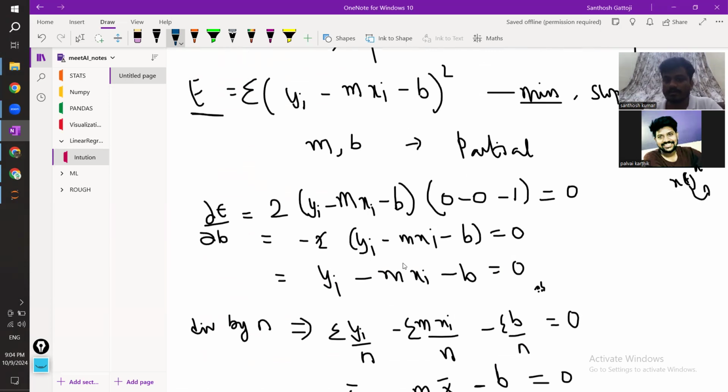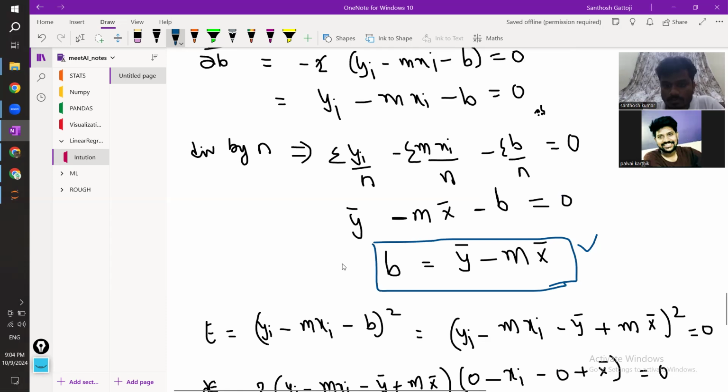So now, finding out the best fit line. When I calculated b, I'm having y bar minus m x bar. But the problem here is, I know y bar. What is y bar? Simply the mean of y. X bar is simply the mean of x. But m I don't know.